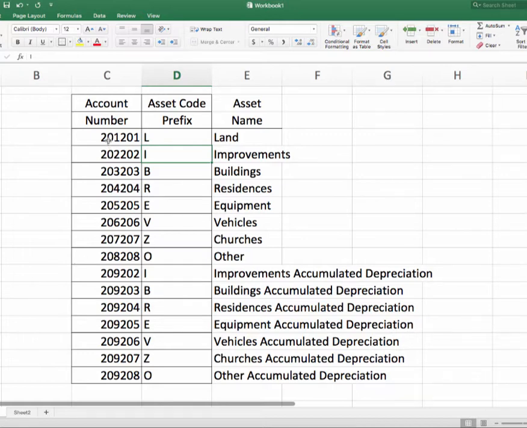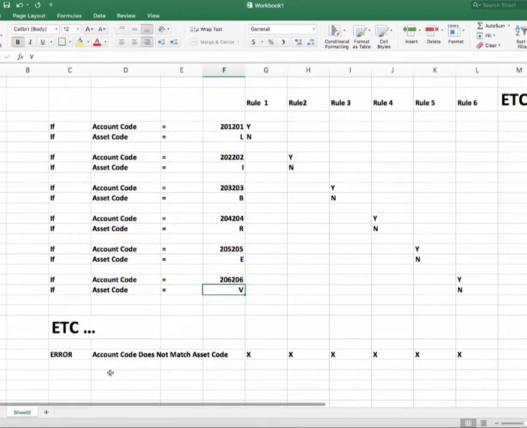What it would take is a series of if statements. If account number equaled 201-201 and asset code did not equal L, two ifs. If account code equaled 201-201 and if asset code did not equal L, then stop processing. If account code equaled 202-202 and asset code doesn't start with an I, stop processing. Two ifs. All right, and so this is just a little mock-up here of what the business rules would look like using the knowledge that we have so far.